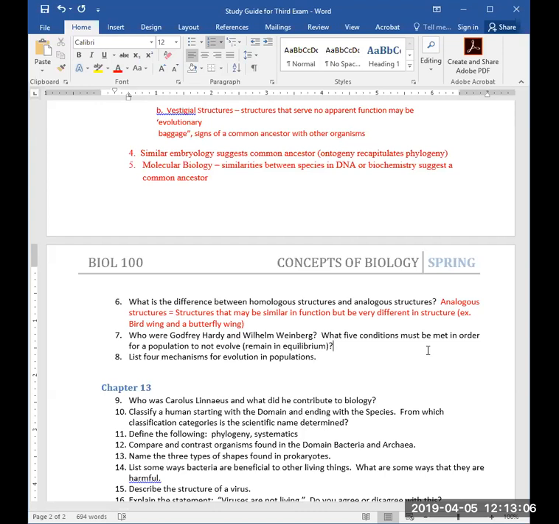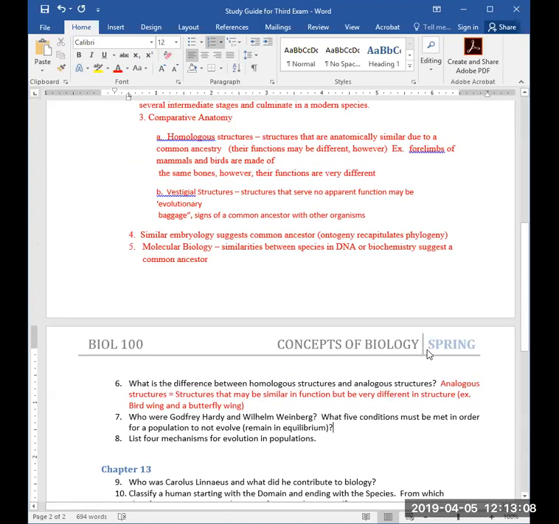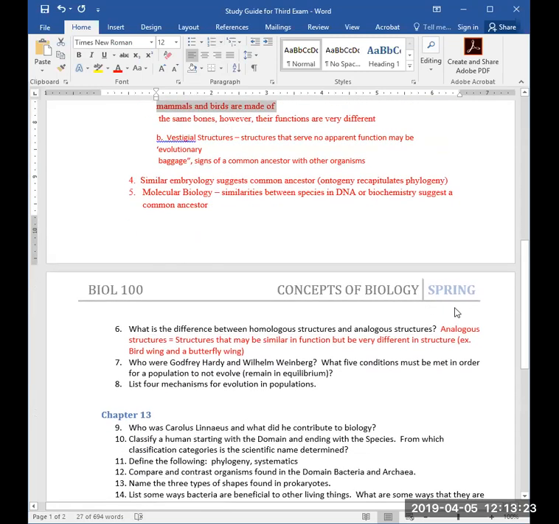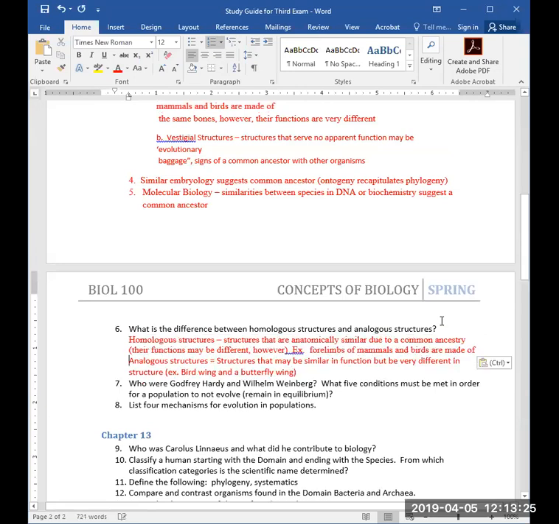Whereas we've already discussed homologous structures are anatomically similar, but may have different functions. So maybe I'll, okay, there you go.